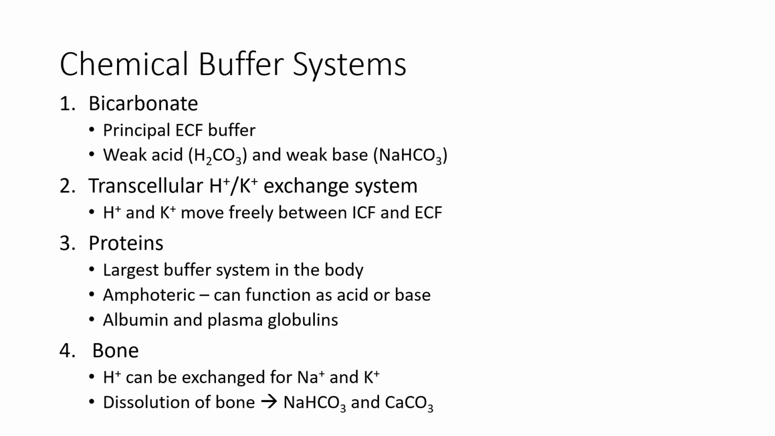Nearly all proteins can function as buffers, and they make up the largest buffer system in the body. Remember that proteins are made up of amino acids, which contain positively charged amino groups and negatively charged carboxyl groups. So these charged regions of the molecules combine hydrogen and hydroxyl ions and function as buffers. And so they're considered amphoteric because they can function as either an acid or a base.